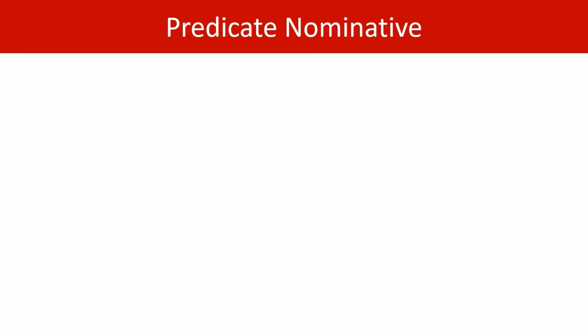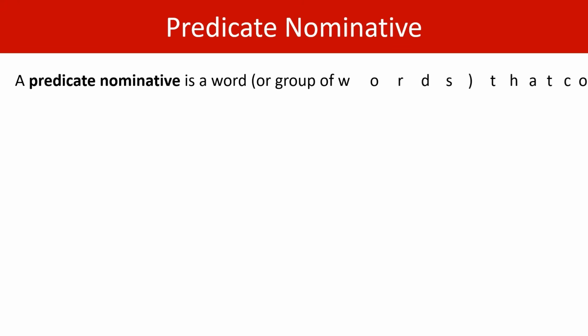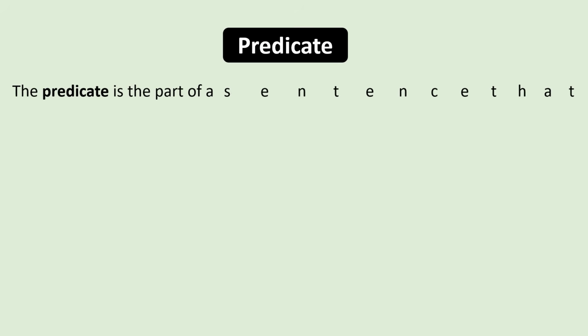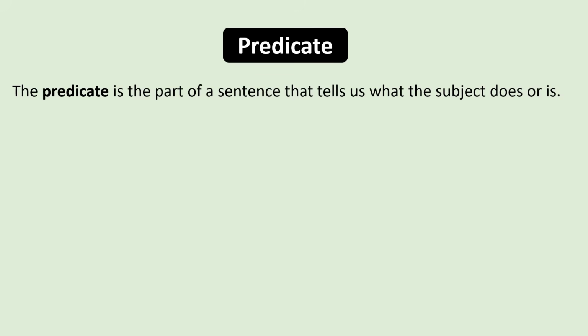In this video, we're going to look at the term predicate nominative. Here is a definition. A predicate nominative is a word or group of words that completes a linking verb and renames the subject. Let's start with a reminder of what we mean by predicate. The predicate is the part of a sentence that tells us what the subject does or is. In other words, it's everything that is not the subject.